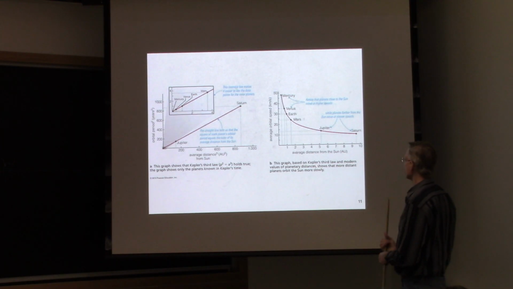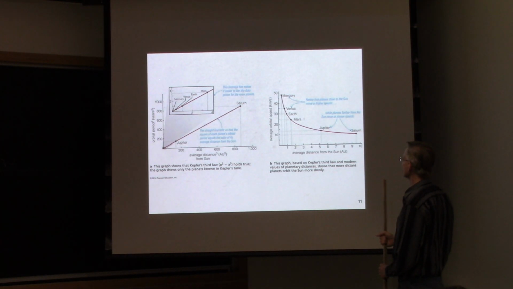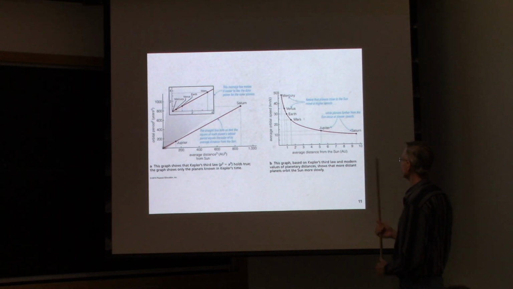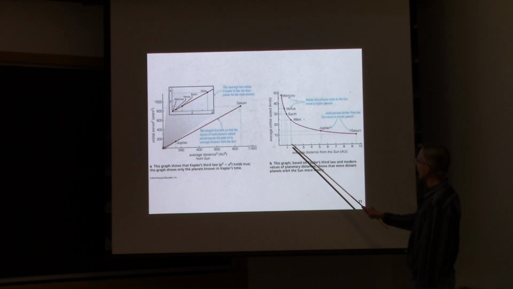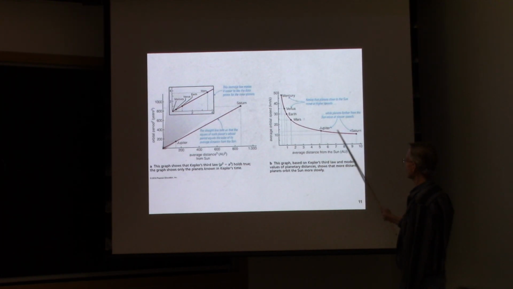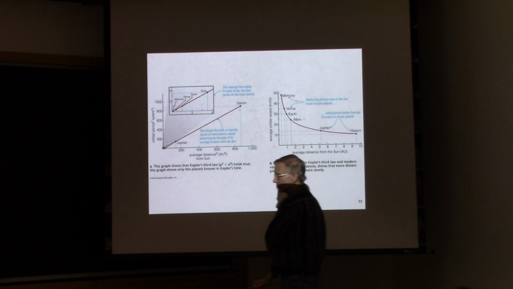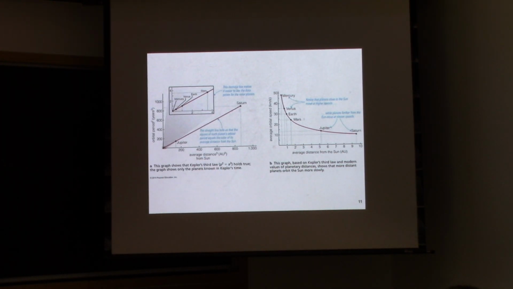This graph, based on Kepler's third law and modern values of planetary distances, shows that more distant planets orbit the sun more slowly. So if you plot average orbital speed, because it's varying, but you average it, versus average distance from the sun, you get a plot that looks like this: nearer planets go around the sun at greater speeds, right, if they had odometers, than further planets do. And that also follows from Kepler's third law. If you do the math, the planets that are closer to the sun are moving around it faster. And it's not just because the orbit is smaller, it goes beyond that. Not only is the orbit smaller, but the planet itself is moving faster. And so Kepler's third law produces the precise details of all of that.